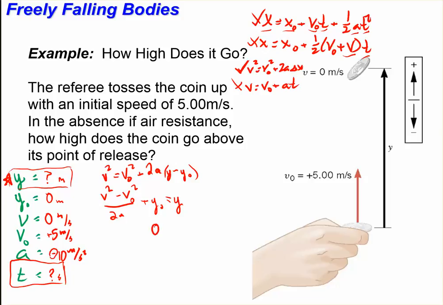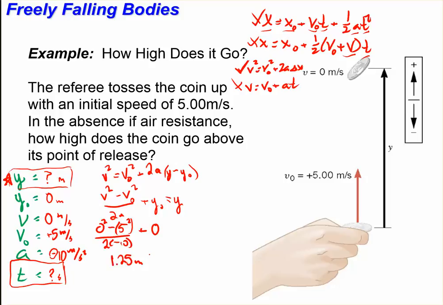I know it started at a position of 0 meters. It's going 0 meters per second when it finishes. It started out going 5 meters per second upward, and the acceleration is negative 10. I evaluate that. This is negative 5 squared, which is negative 25 over negative 20, which is positive 1.25 meters.